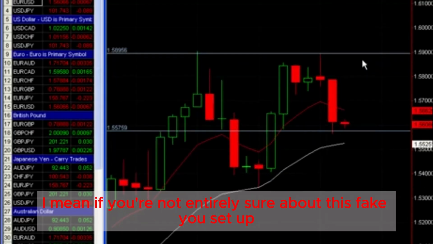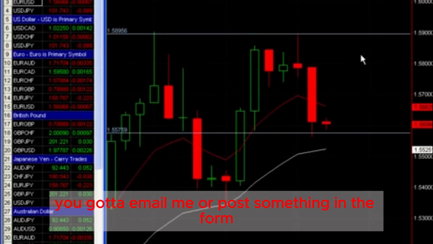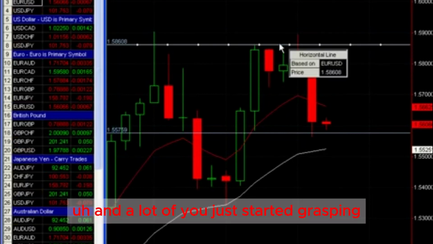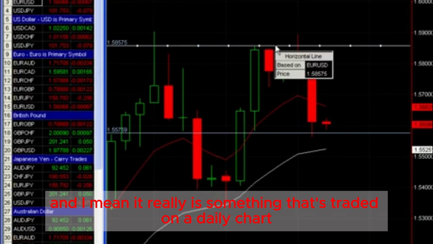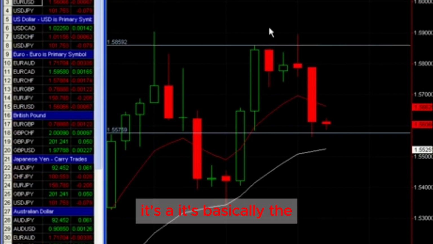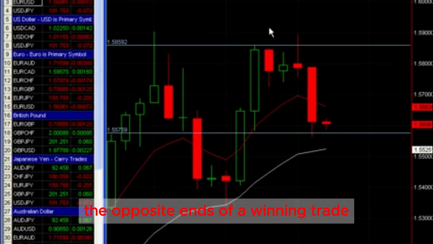I mean, if you're not entirely sure about this fakie setup, you've got to email me or post something in the forum. I mean, I've explained it that many times, and a lot of you just aren't grasping it. It really is something that's traded on a daily chart. It's basically the opposite ends of a winning trade.